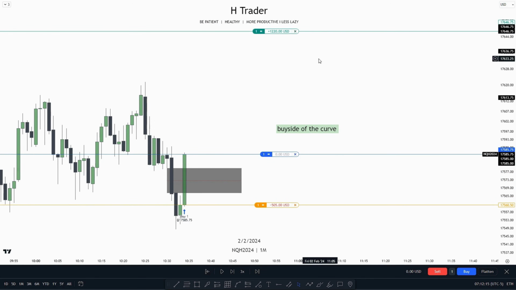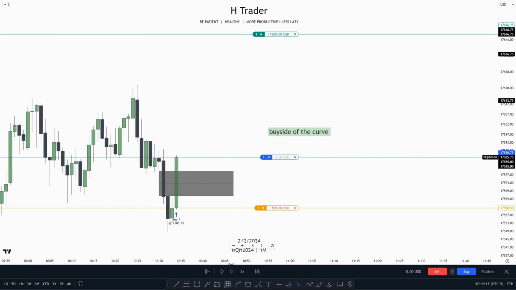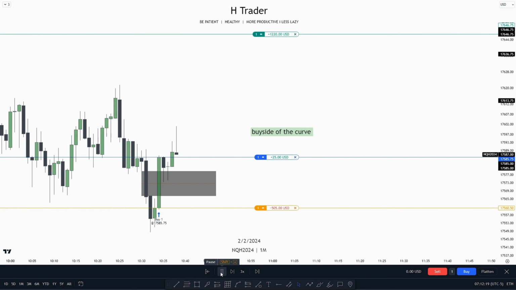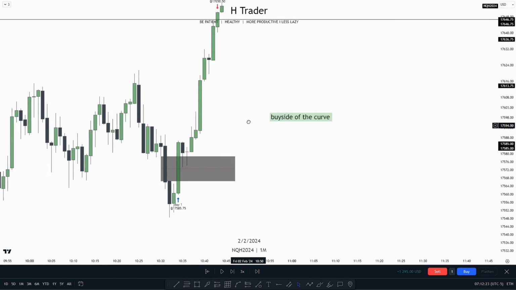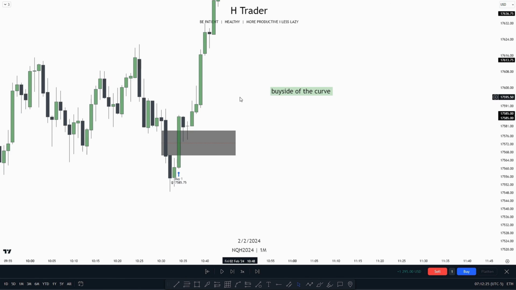So let's see if price could take out the equal highs. And right here, price takes out the equal highs and also makes a retracement down into the inversion failure gap.